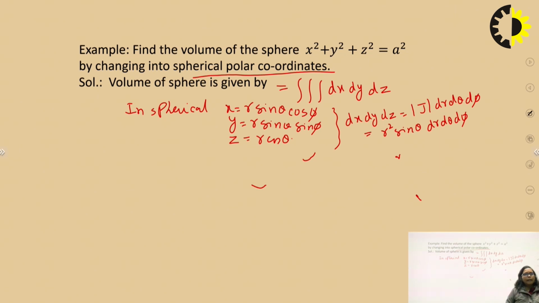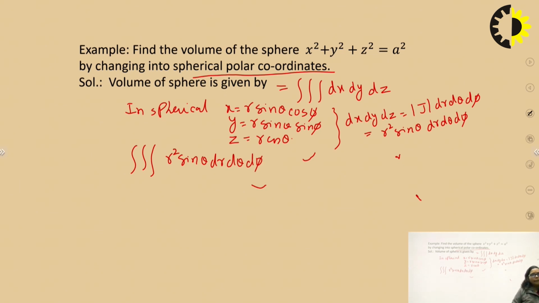So we get the values of x, y, z, and we also get the values of dx, dy, dz. Now we know that there is no function here. We just need to find the volume of this sphere. We put in the values of dx, dy, dz, which is nothing but r square sine theta dr d theta d phi.